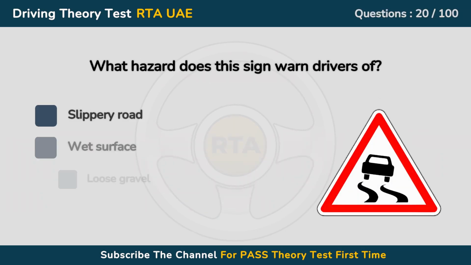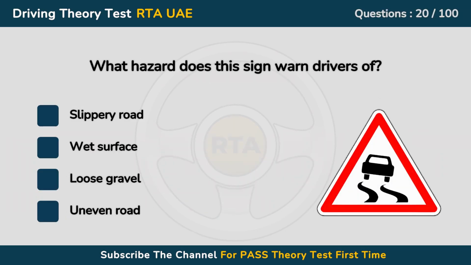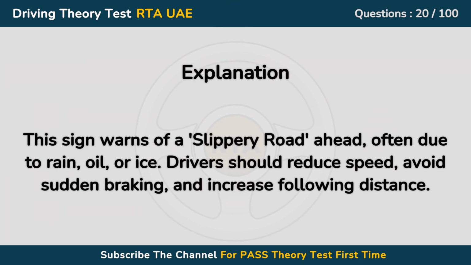Question 20. What hazard does this sign warn drivers of? A. Slippery road. B. Wet surface. C. Loose gravel. D. Uneven road. Answer is A. Slippery road. This sign warns of a slippery road ahead, often due to rain, oil, or ice. Drivers should reduce speed, avoid sudden braking, and increase following distance.